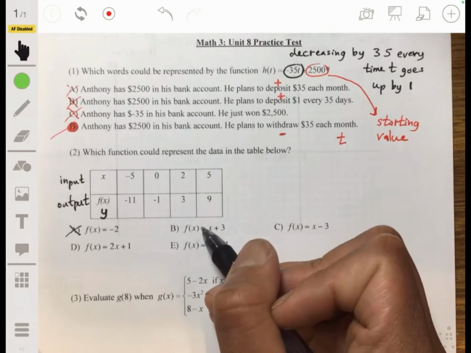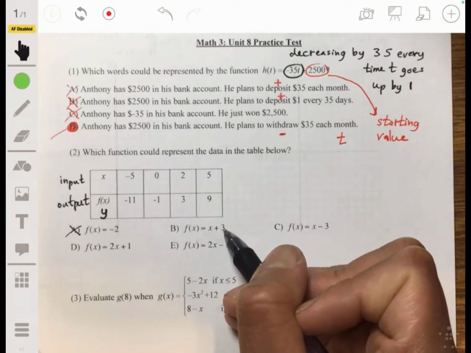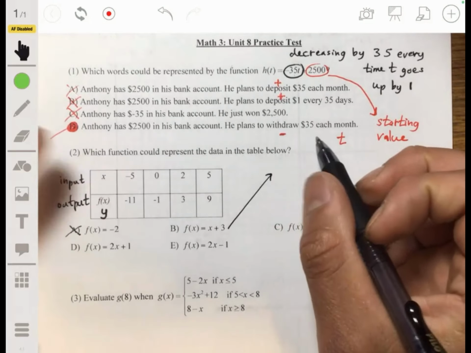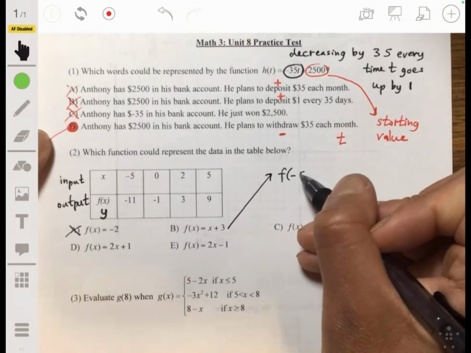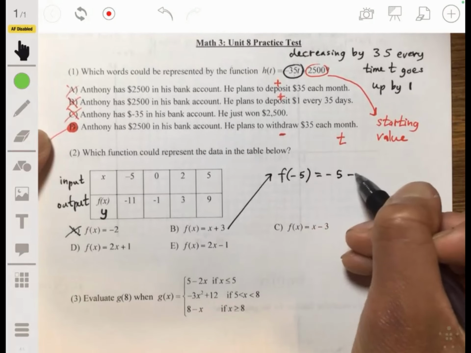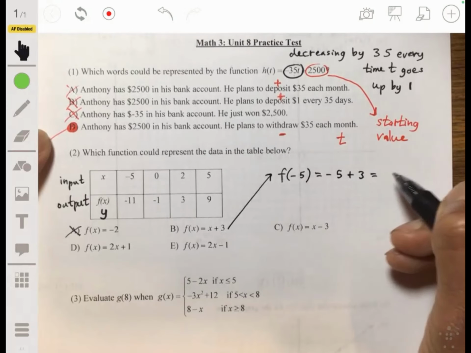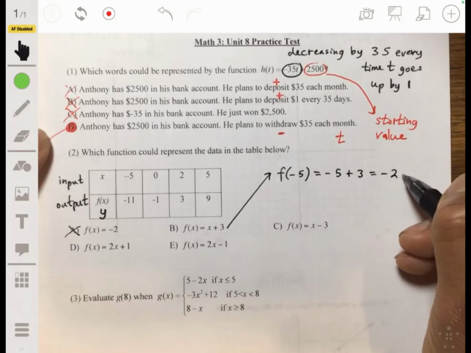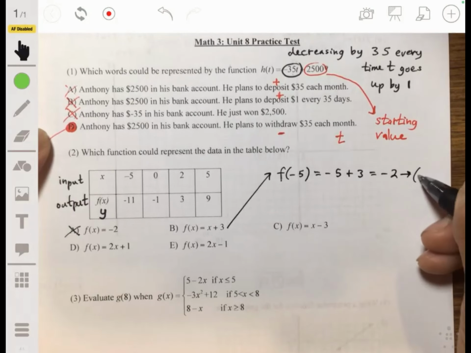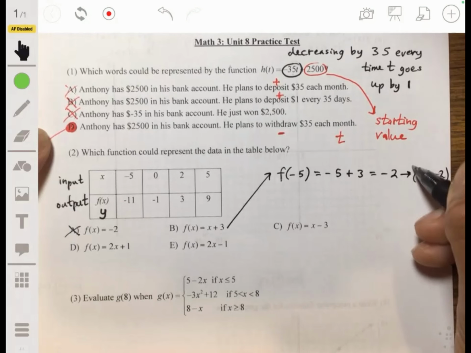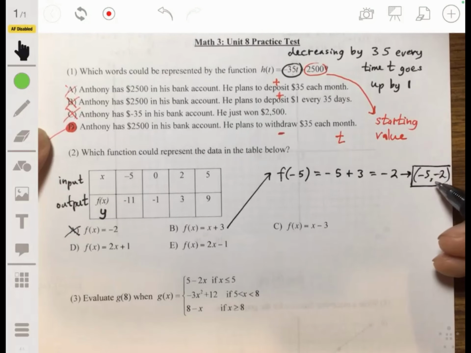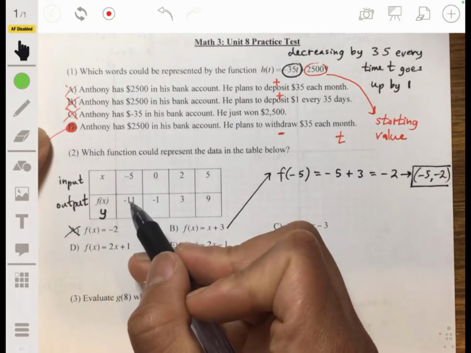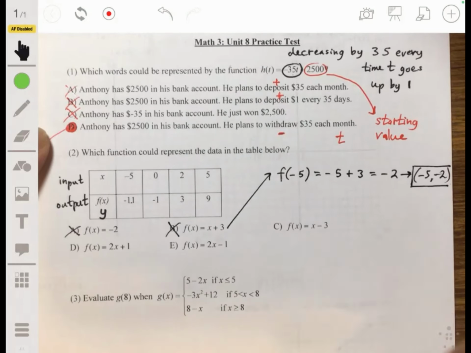B, we have f of x equals x plus 3. Let's test this one. If we plug in -5, f of -5 will be -5 plus 3, which is -2, which means -2 is our output. As an ordered pair, this is -5 and -2. So when you plug in -5, you get out -2. But when we plug in -5, we're supposed to get -11. So it's not going to be B.